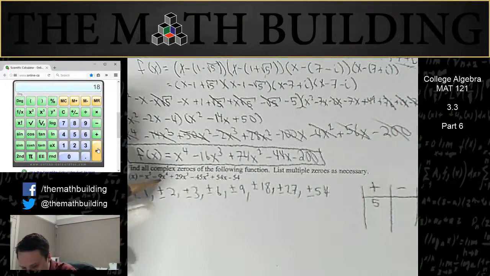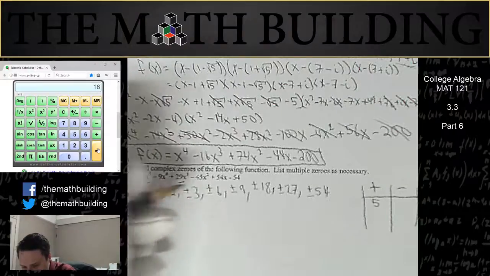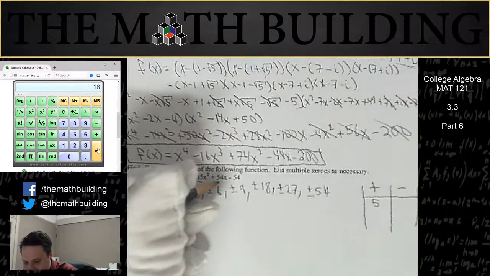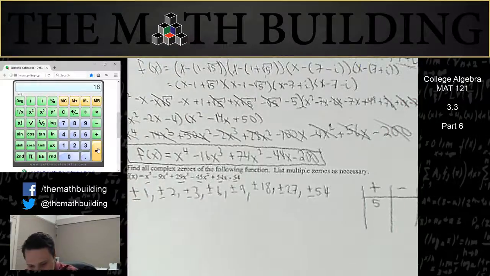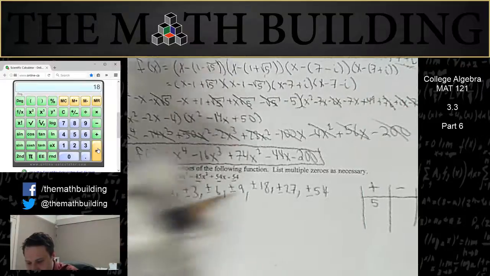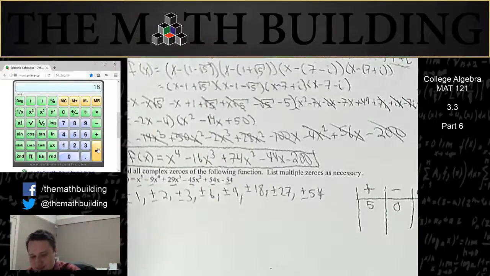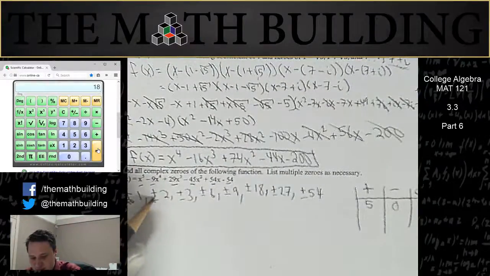Let's plug in negatives. I get a negative. That stays negative. That becomes negative. That stays negative. That becomes negative. That stays negative. So what that tells me is that we're not going to have a single negative answer. That's nice. We don't need to check any of the negatives. Look at that.